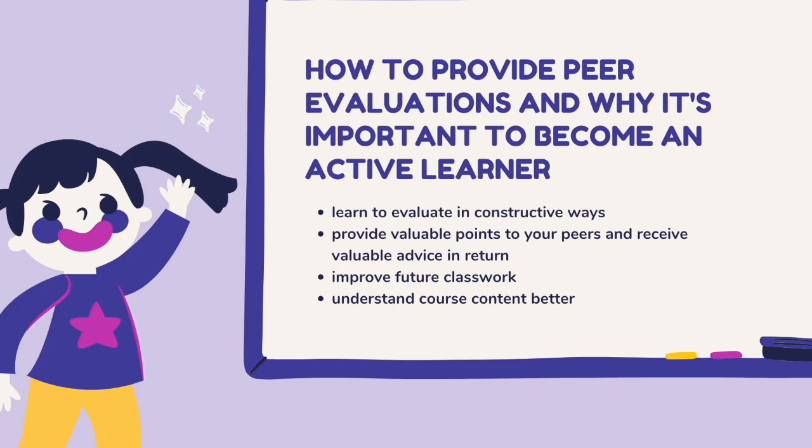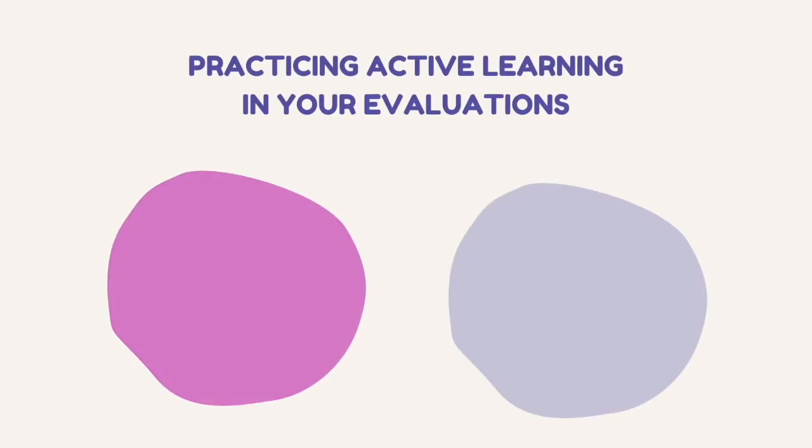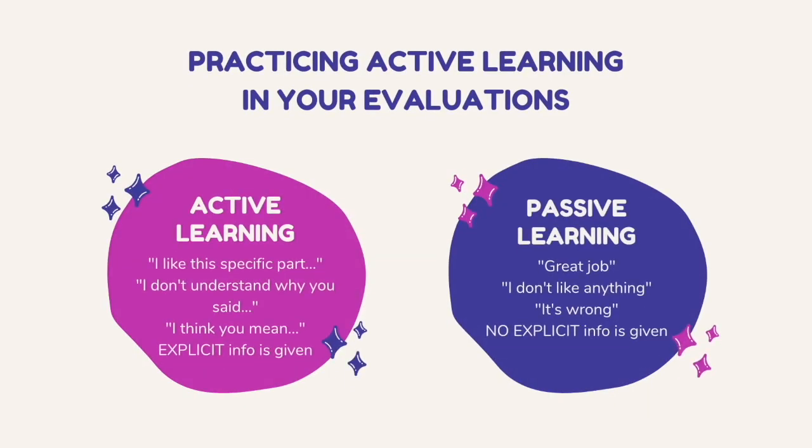Learning by evaluating others is more effective than reviewing grades and feedback given by your instructors. This is called active learning. Critic helps you to be an active learner. Active learning comes in when you are being critical of your peers' work. To practice active learning in Critic, you must critique your peers with explicit statements in your evaluations.